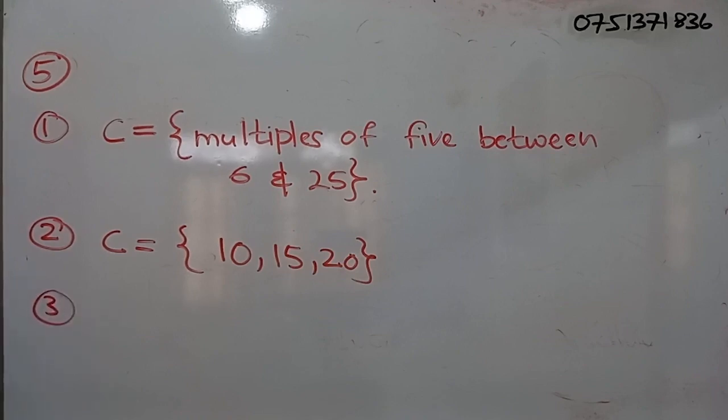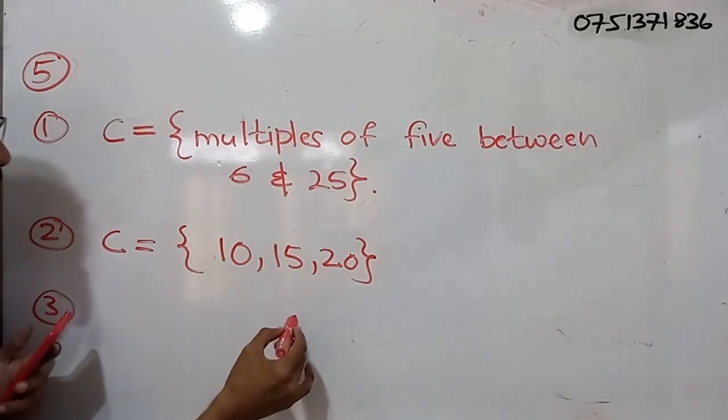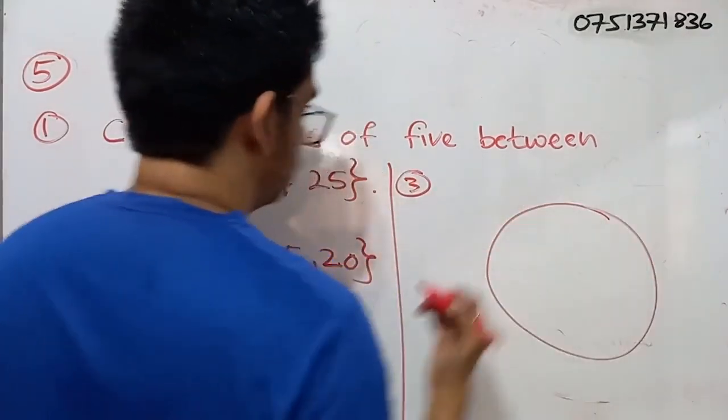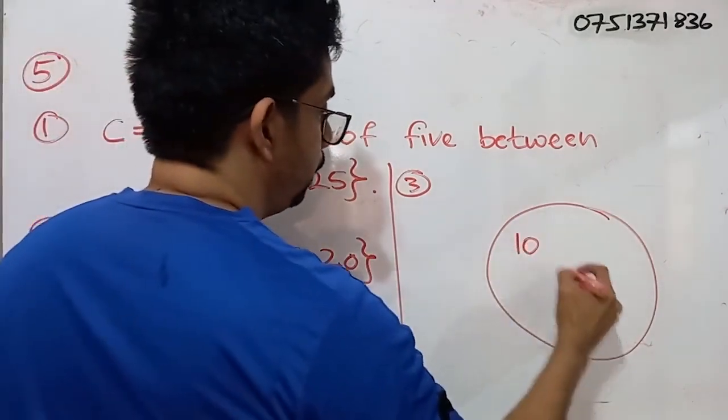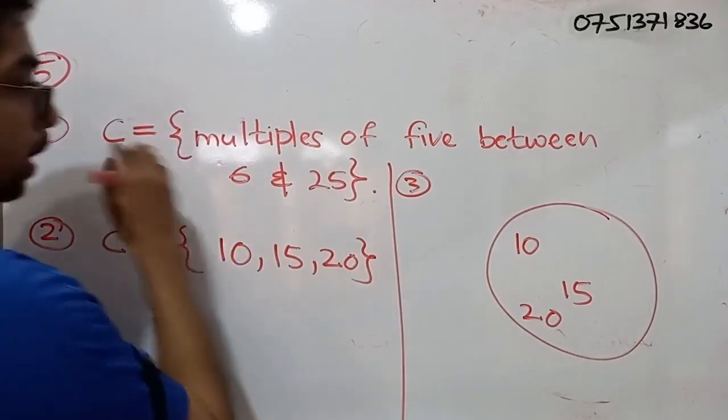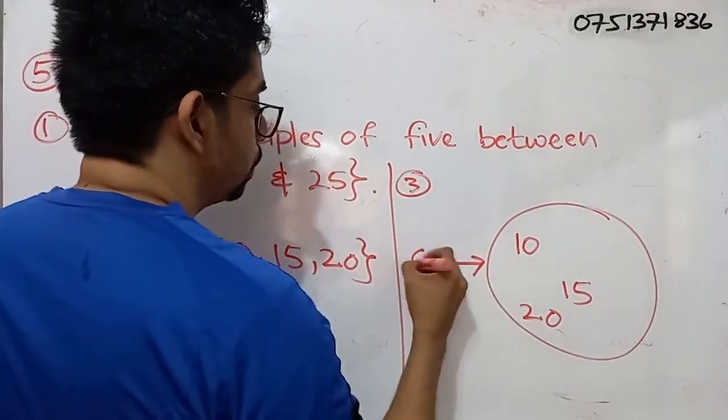Right. Part 3 by a Venn diagram. Alright. So what do we have to do? So I will do part 3 here. So draw a circle. Right. So 10, 15 and 20. So we have used the letter C here. So this is C.